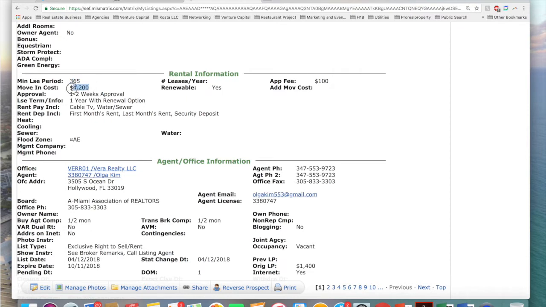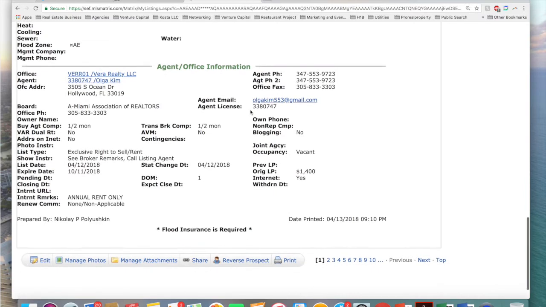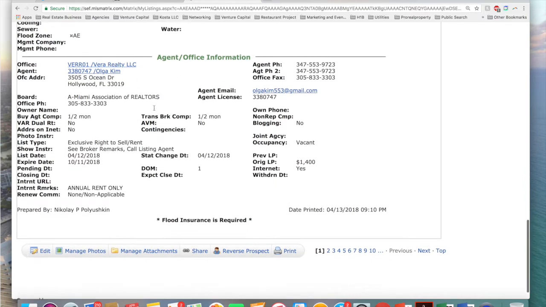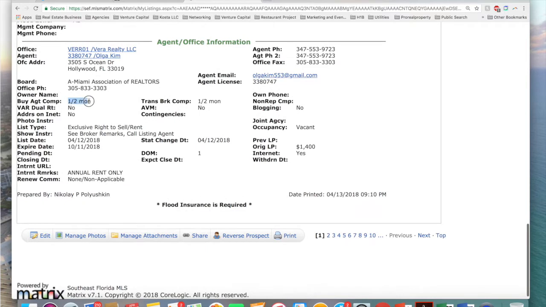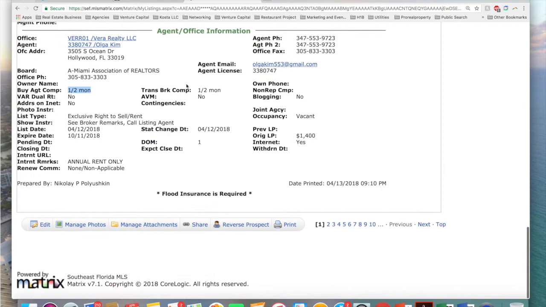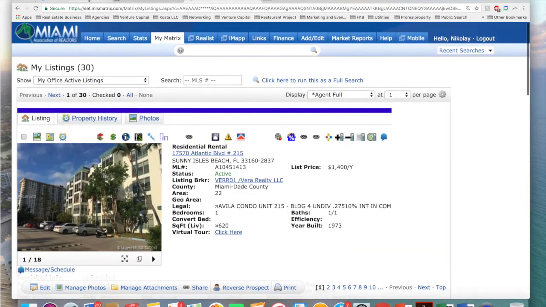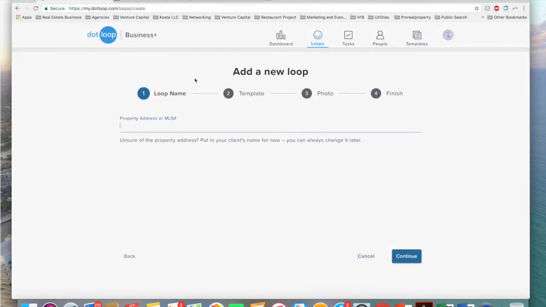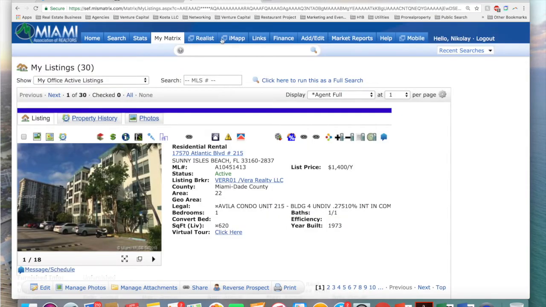Moving cost is $4,200. Application fee is $100. This is the listing broker information. Compensation is 1.5 months over here, by whom it's listed. So let's go back to our file management platform and create a contract to lease for this property.